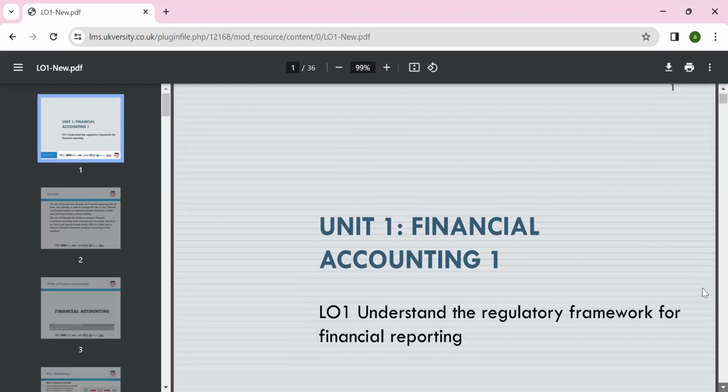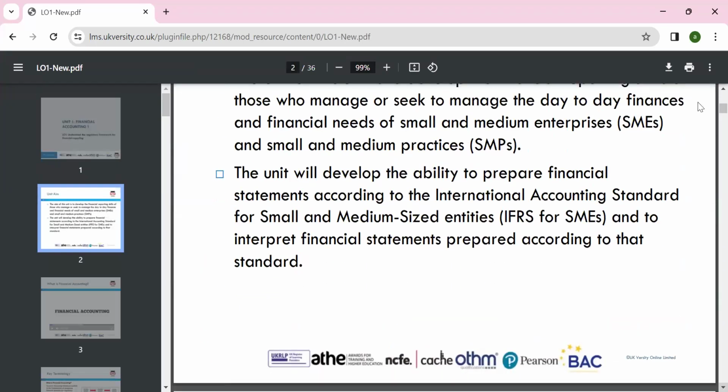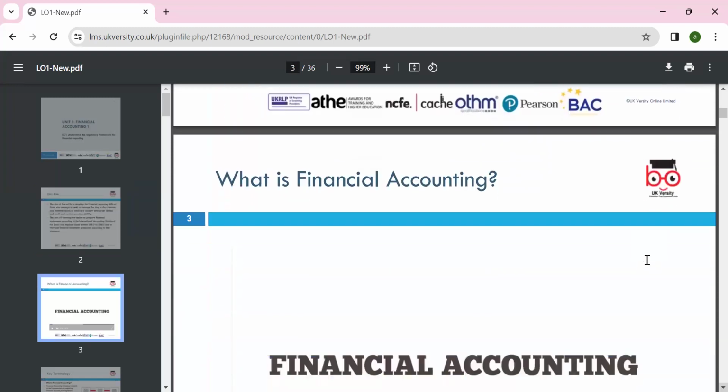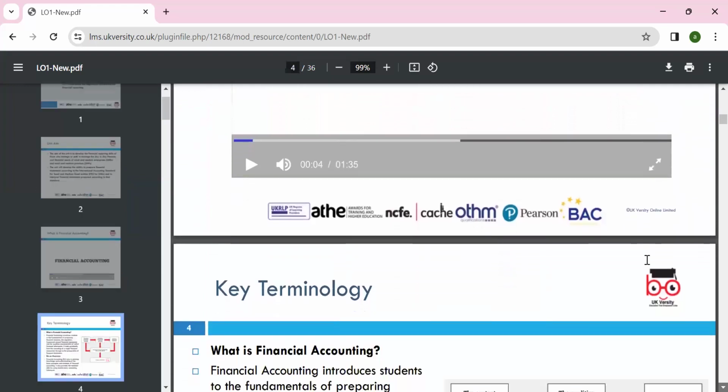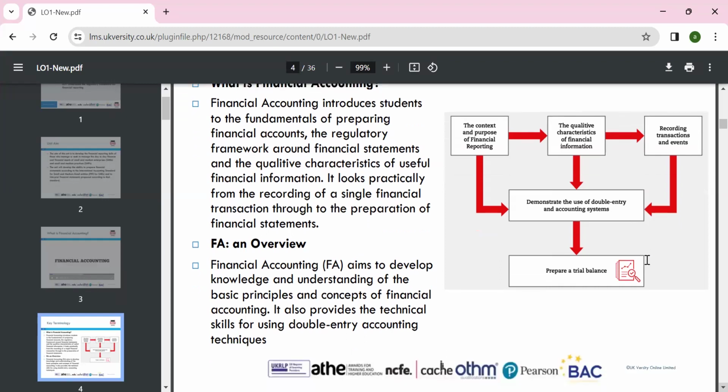So today's lesson is LO1, understand the regulatory framework, the aim of this unit, which is the indicative content I just mentioned. The aim is to really develop a basic understanding of financial reporting skills and how we can manage SME, small and medium enterprises, and how we can prepare and present their financial statements in the books of account. Financial accounting introduces students to the fundamentals of preparing financial accounts, the regulatory framework around the financial statements and qualitative characteristics. The use of financial information is looked at practically, from the recording of a single financial transaction through the preparation of the financial statements.